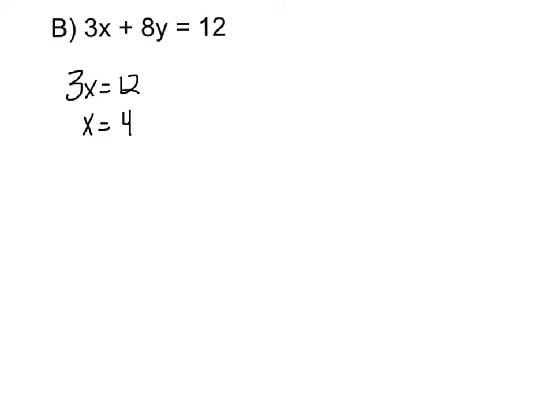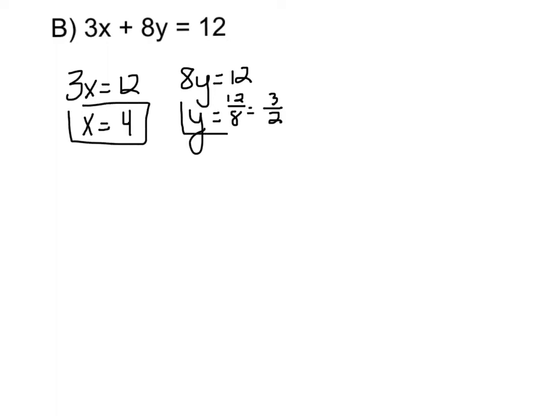So the next part is now to find the y-intercept. We plug in 0 for x. What's 3 times 0? It's 0, so the 3x disappears. So we have 8y equals 12. Divide by 8, you get 12/8, which if you simplify by dividing the top and bottom by 4, you are going to get 3/2 or 1.5. So your intercepts would be: x-intercept is 4, the y-intercept is 1.5 or 3/2.